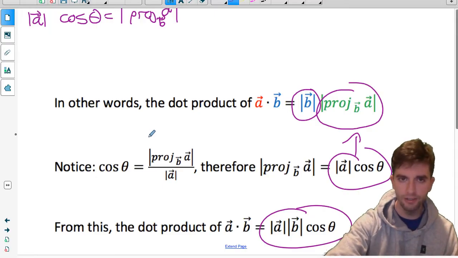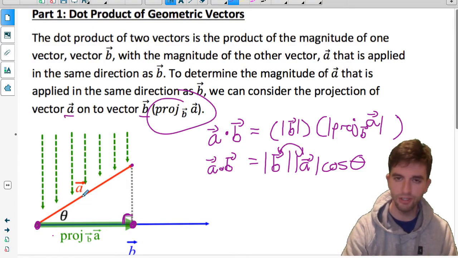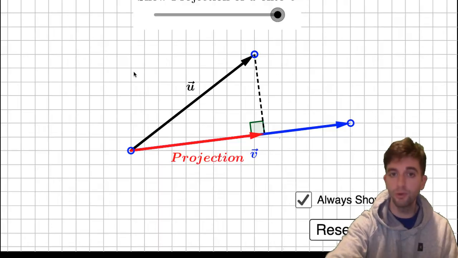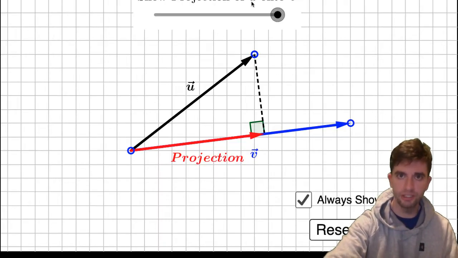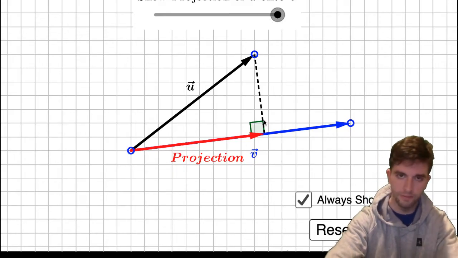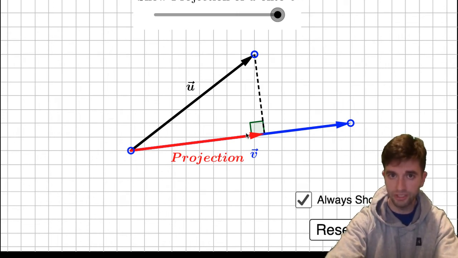Before we move on, let me just really make sure you understand what this projection vector is going to look like with a quick demonstration in GeoGebra. This program here is always showing the projection of U onto vector V. So with this projection, it's important to notice the three properties of this projection vector.